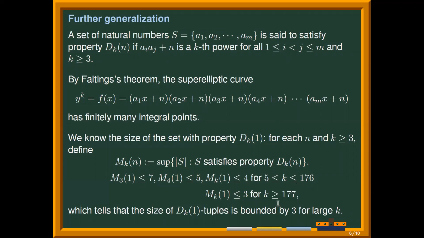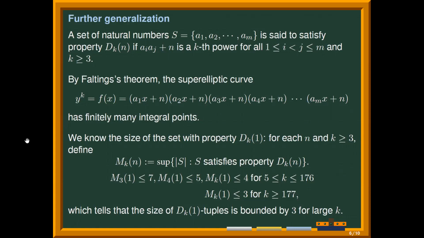And in general, for big enough k, that will be uniformly bounded by 3, which tells us that the size of the D_k 1-tuple is bounded by 3 for large k. So there are some results like this known. But in fact, there aren't that many results known about this kind of generalization. What's interesting is that it's correlated to Faltings' theorem, and then you have some sort of finiteness already.